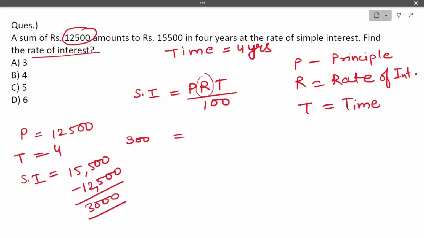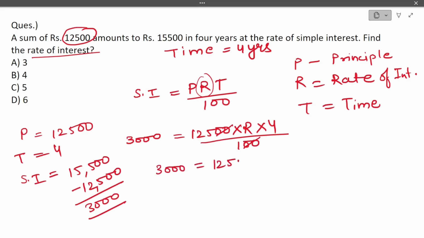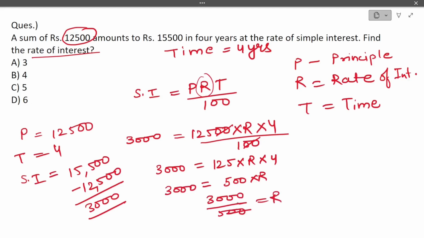So we will substitute all the values now. 3,000 will come here, then the P value is 12,500. R is the one which we have to find out, and T is 4, and then 100 will come here. Let's now start solving. The 100 and this one will cut off. So we will have 3,000 equals 125 into R into 4. 125 into 4 is 500, so 500 into R equals 3,000. So 3,000 divided by 500 will be our R value. 5 sixes are 30, so the R value is 6.